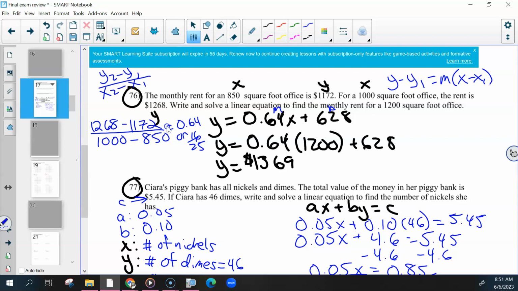Pick one of the sets of x and y. I'm going to use the second one. So y minus 1268 equals our slope of 0.64, and then in parentheses, x minus 1000.